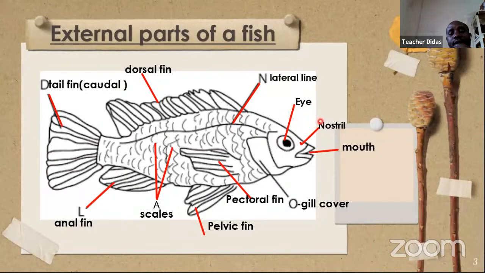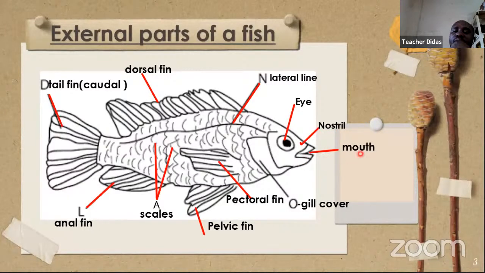Okay, then we have got a part here. It is always circular. It is a small hole which is placed there, and it is called the nostril. This nostril helps the fish to smell food. The nostril is for smelling food. How does it know that it should move to this place? It has smelled some food. It uses the nostril.